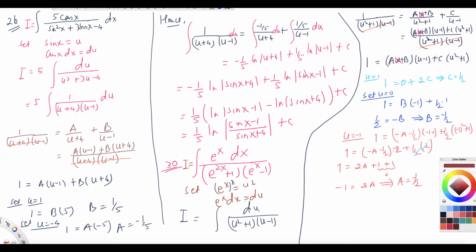So what can you write here then? Hence, 1 over u squared plus 1 times u minus 1 can be written as negative 1/2 u minus 1/2, that is a and b, divided by u squared plus 1, and then plus c, which is 1/2 over u minus 1.